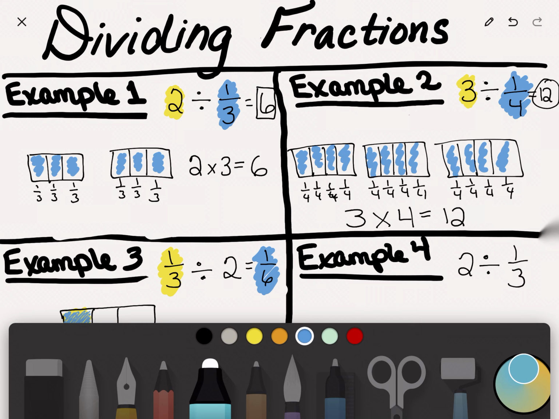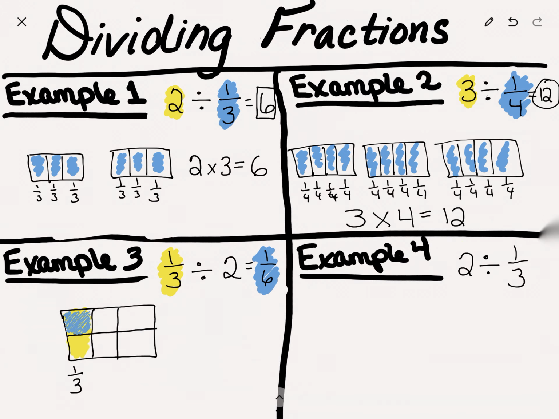But also notice that this is also a picture of multiplying fractions. This is also the same as 1/3 times 1/2, which equals 1/6. So just like in whole numbers, multiplication and division are very much related. They just change a little bit. But again, 1/3 divided by 2 equals 1/6.